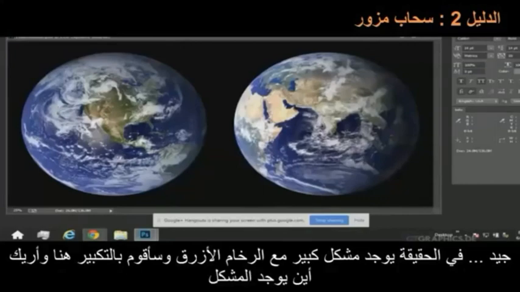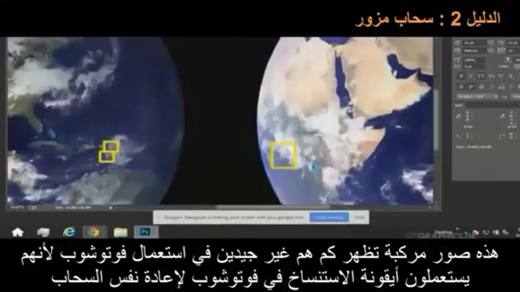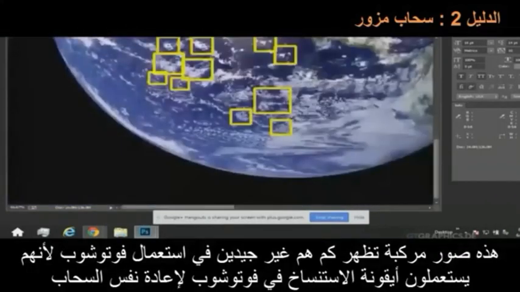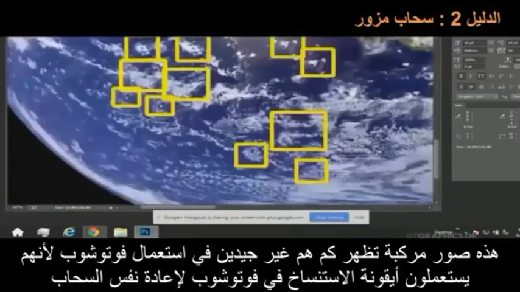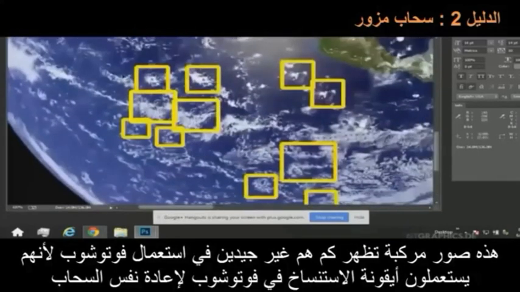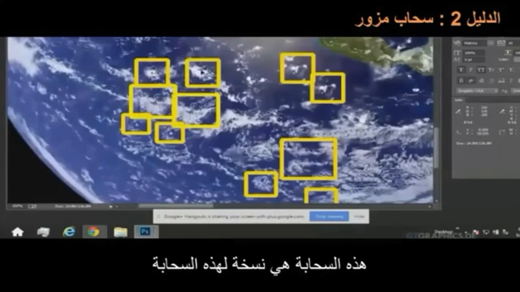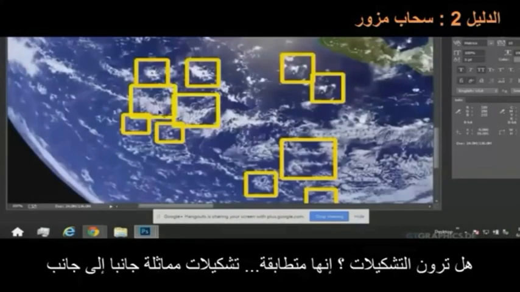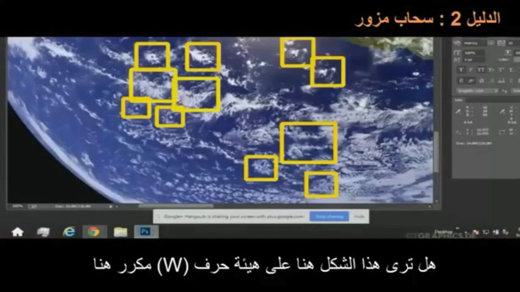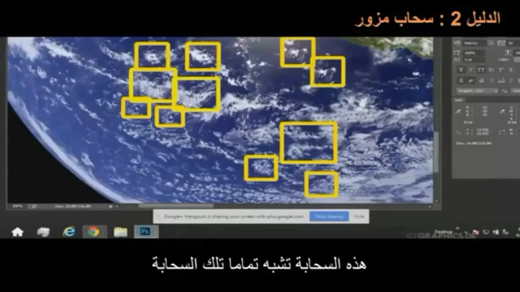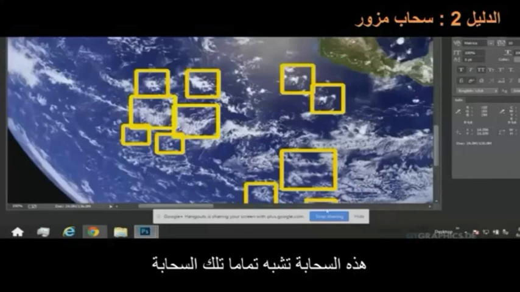Well, there's a big problem with the Blue Marble, and I'm going to zoom in here and show you what the problem is. These are all composite images where they are really not very good at Photoshop because they're using the Photoshop clone tool to replicate clouds. This cloud is a copy of this cloud. See the formations? They're identical. Identical formations, side by side. Wow. Right? These right here, side by side. See this kind of W-looking shape right here, replicated right here.